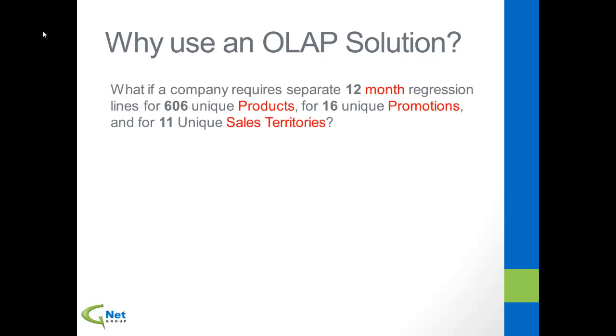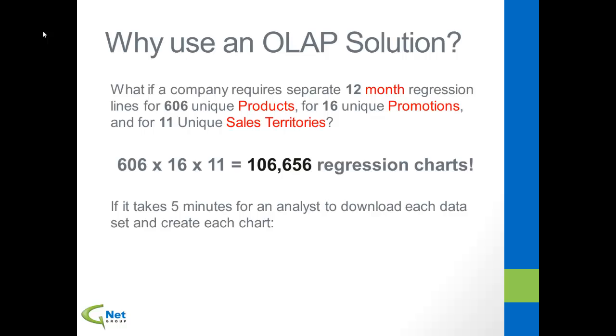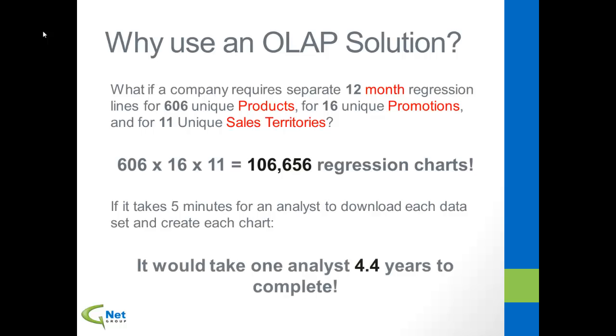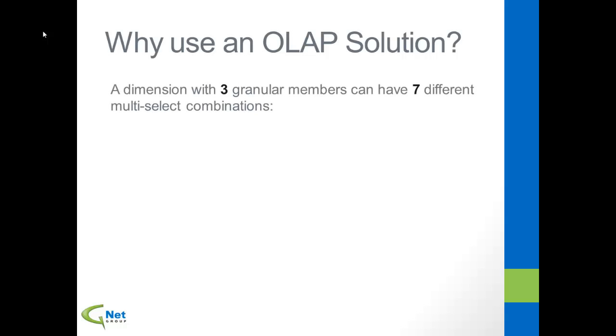So what if a company requires separate 12-month regression lines for 606 unique products, 16 unique promotions, and 11 unique sales territories? Multiplication tells us that would be 106,656 different regression charts. So if it takes 5 minutes for an analyst to download each data set and create each chart, then it would take one analyst 4.4 years to complete. To take it even further, with an OLAP regression in Microsoft Analysis Services, multi-select capabilities allow for countless combinations for which a regression line can be generated.